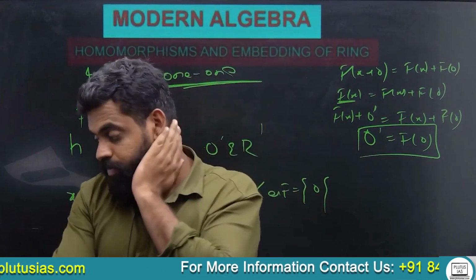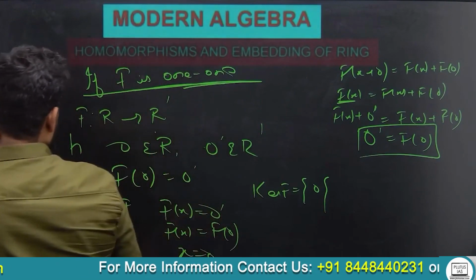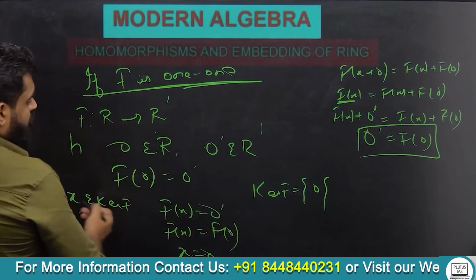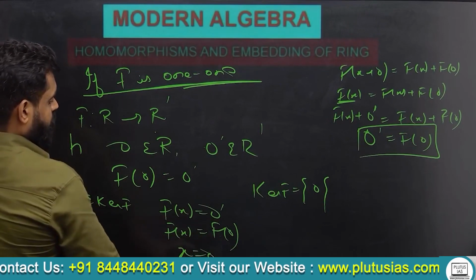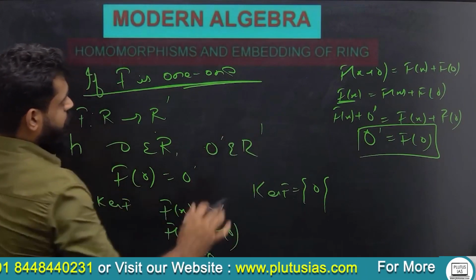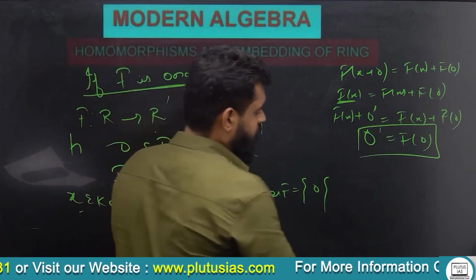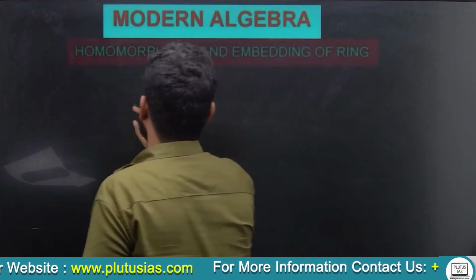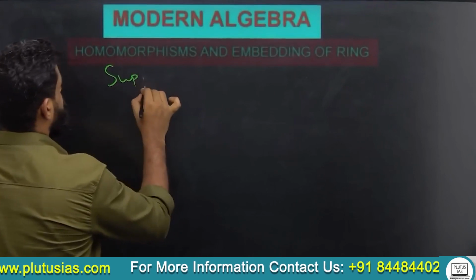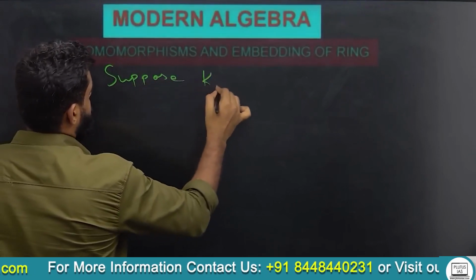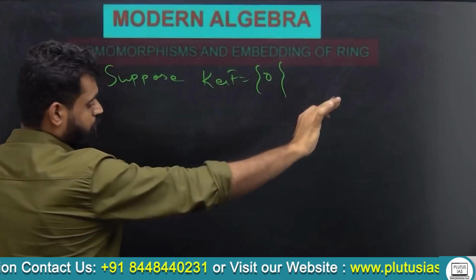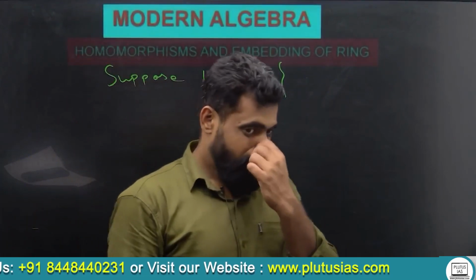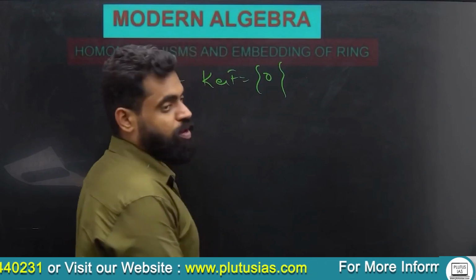Since f is 1-1 and f(x) is equal to 0', since x belongs to the kernel of f, f(x) will be f(0), and since f is a 1-1 function, x is 0, and this gives the answer. And to prove it conversely, suppose the kernel of f has only one element, that is 0. Then we have to show that f is 1-1.